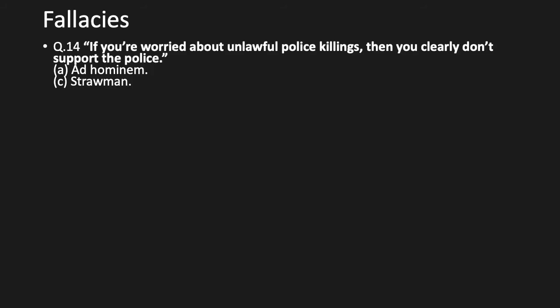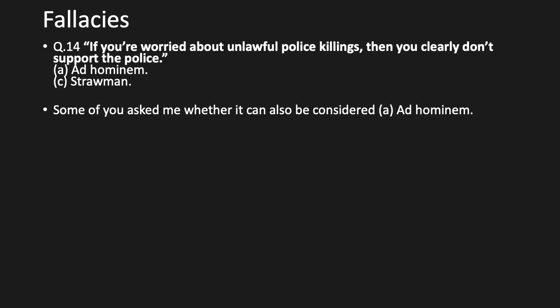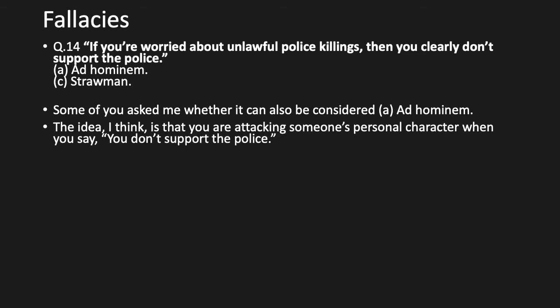Okay, fallacies. Question number 14. If you're worried about unlawful police killings, then you clearly don't support the police. Okay. And the choice here, A, ad hominem, C, straw man. Now, the answer is C, straw man fallacy. And some of you actually asked me whether it can also be considered as A, ad hominem. And I think the idea is this. You're attacking actually someone's personal character when you say you don't support the police.